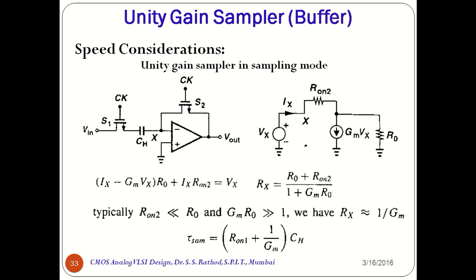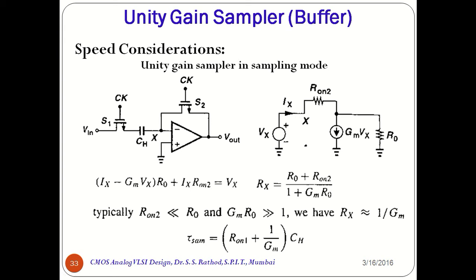Now let us study speed considerations for this circuit. For speed considerations, basically we want the total resistance and the capacitance. So we convert this network into an equivalent network, or we draw its Thevenin's equivalent.